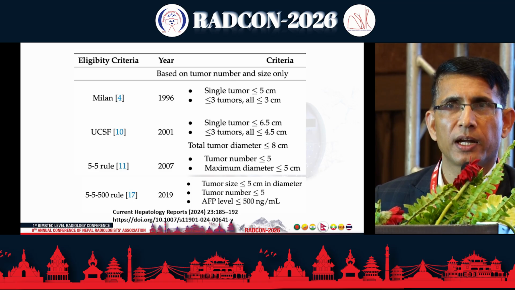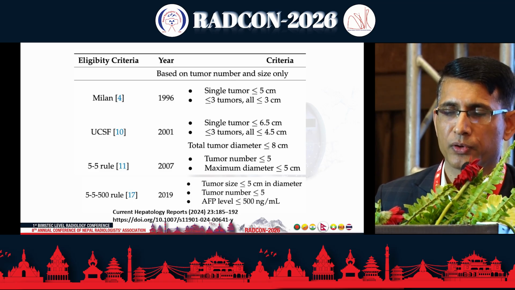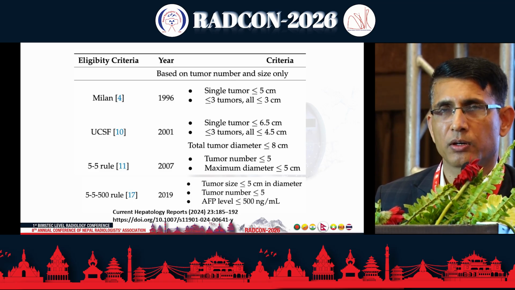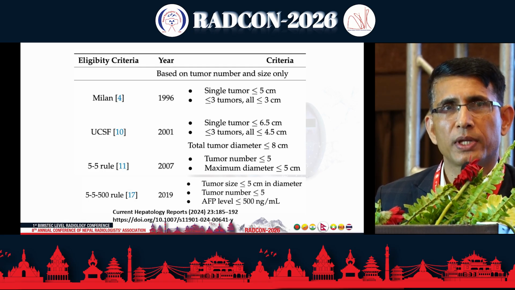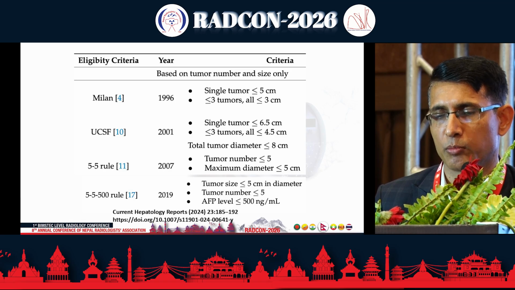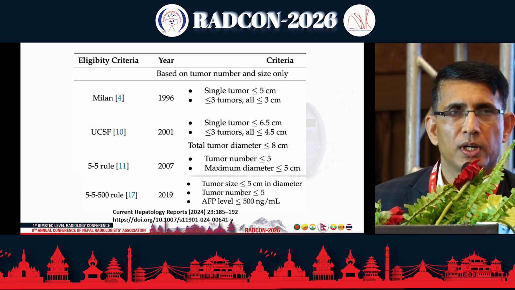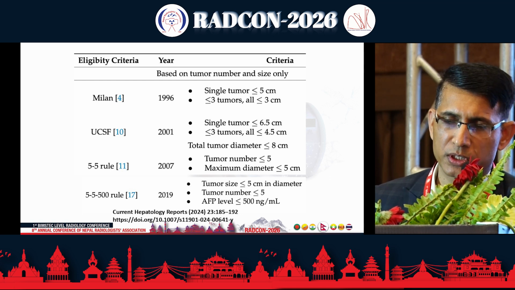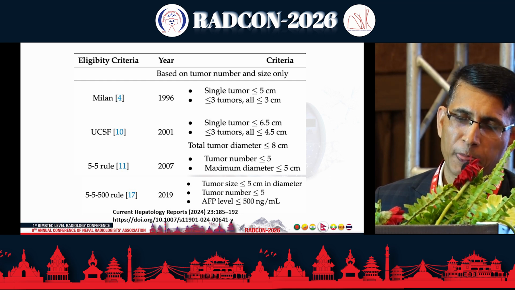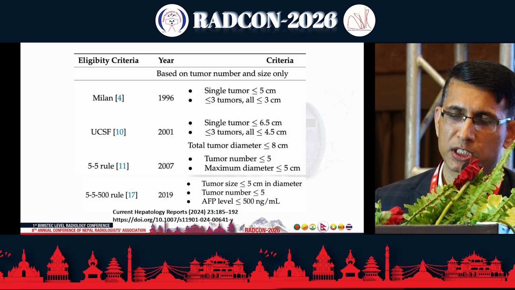So initially the Milan criteria were developed: a single tumor less than or equal to 5 centimeters, or if there are multiple tumors, then fewer than 3 in number, all less than 3 centimeters. Since this gave a very limited chance of transplantation, it was expanded.